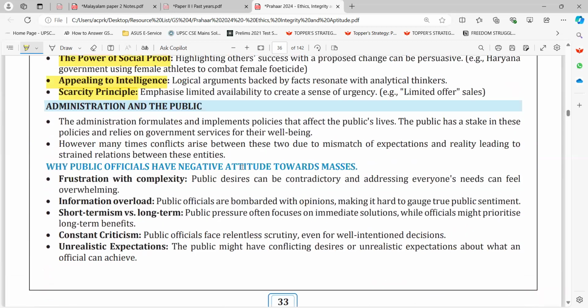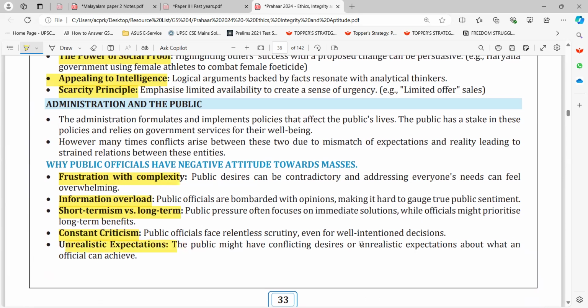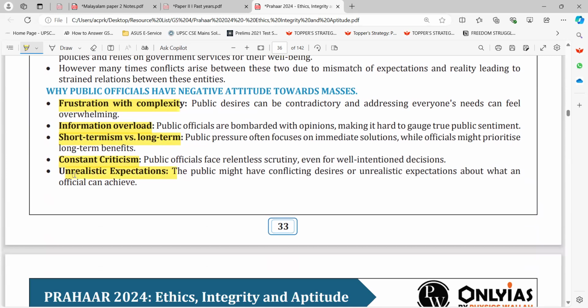Okay, why public officials have negative attitude towards masses? Frustration with complexity. Public desires can be contradictory and addressing everyone's need can feel overwhelming. Information overload. Public officials are bombarded with opinions, making it hard to gauge true public sentiment. Short-termism versus long-term. Public pressure often focuses on immediate solutions, while officials might prioritize long-term benefits. Constant criticism. Public officials face relentless scrutiny, even for well-intentioned decisions. Unrealistic expectations. The public might have conflicting desires or unrealistic expectations about what an official can achieve.